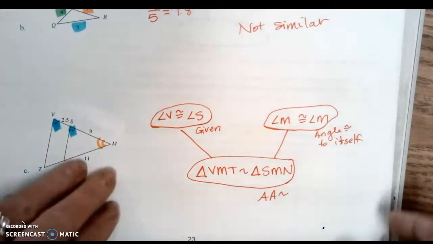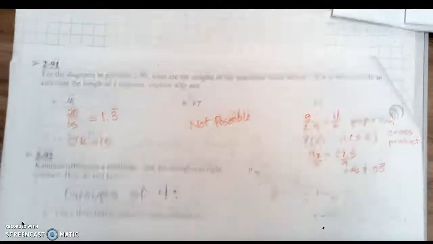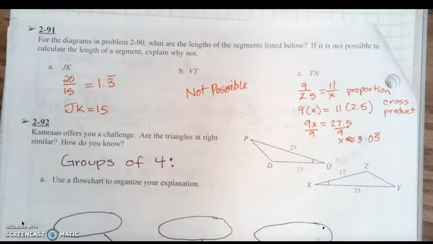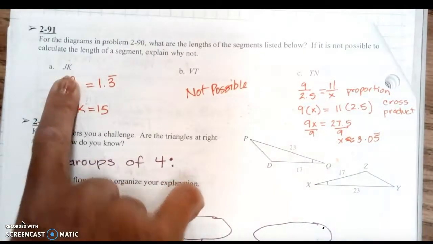All right, turn over to the top of page 24. Question number 91 says, for the diagrams in problems 90, what are the lengths of the segments listed below? If it is not possible to calculate the length of a segment, explain why not. So for A, they wanted us to get the length of JK.